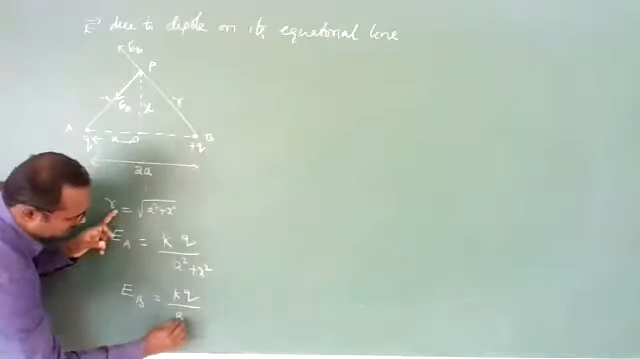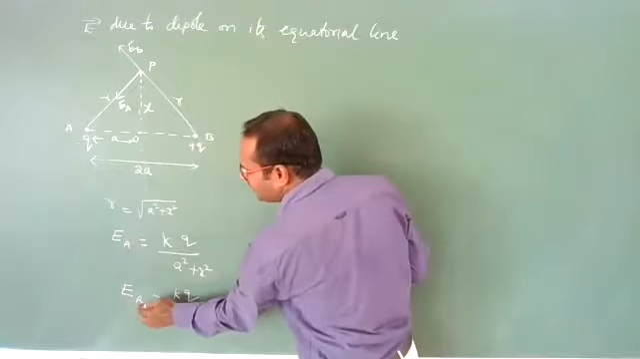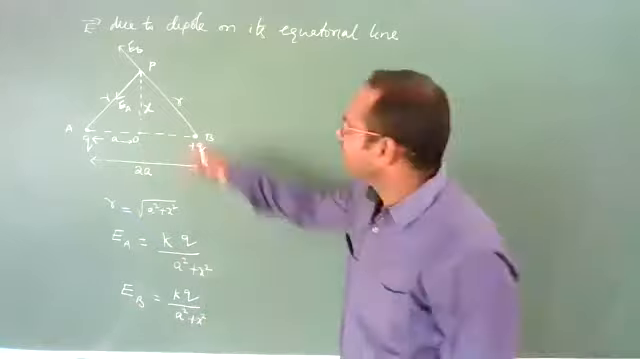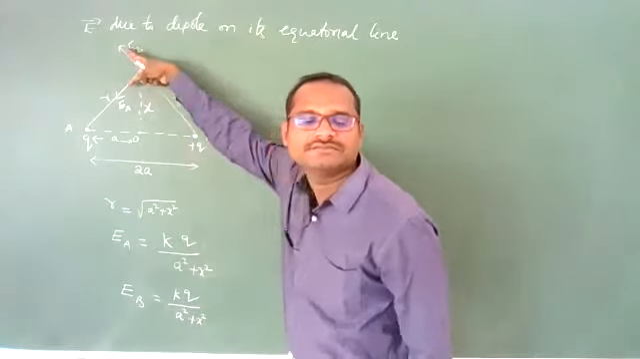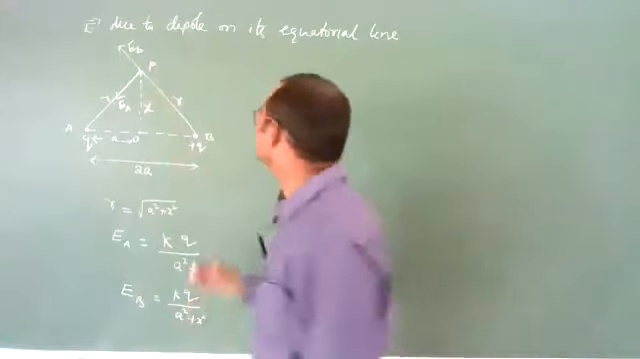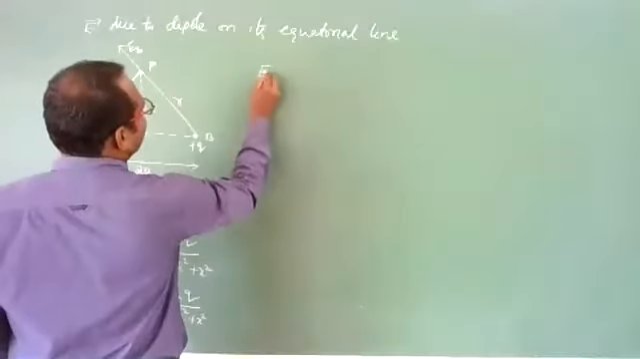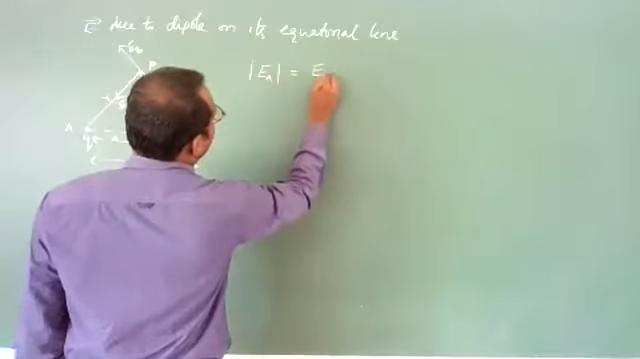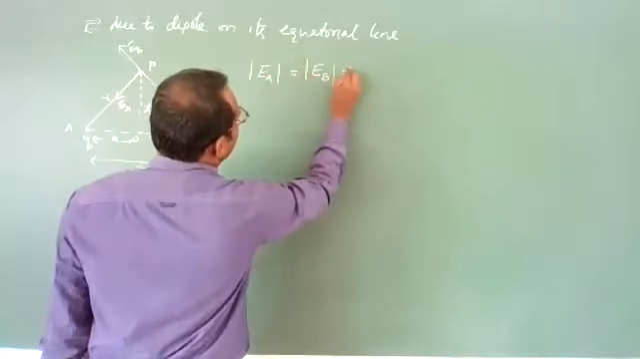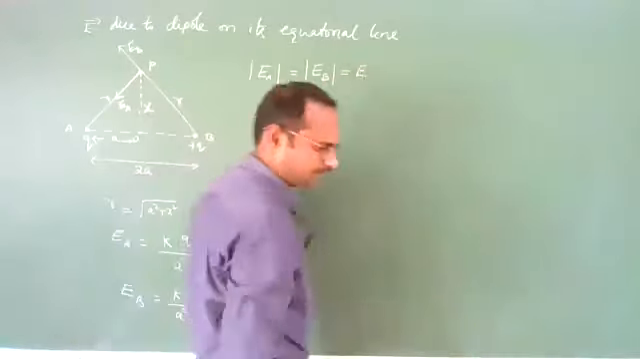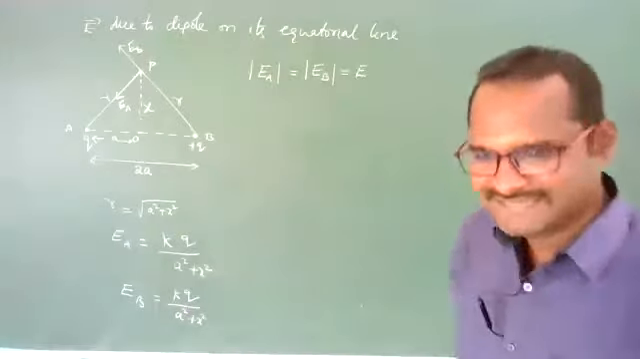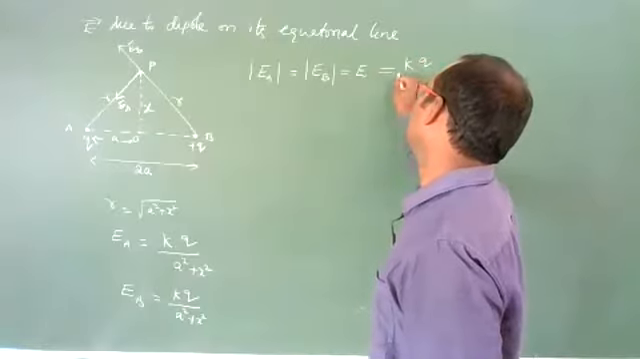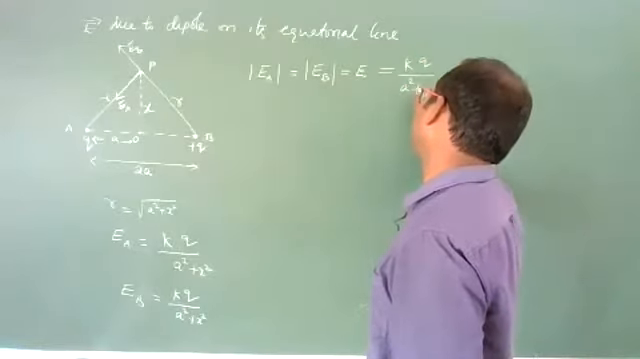Now you see, magnitude wise, the magnitude of the electric field due to the charge at A and the electric field due to the charge at B are both the same. Magnitudes are the same, but their directions are different. So the electric field due to the charge at A, magnitude, is equal to the electric field due to the charge at B, magnitude, equal to something, let us call it E, and that value is kQ by a square plus x square.